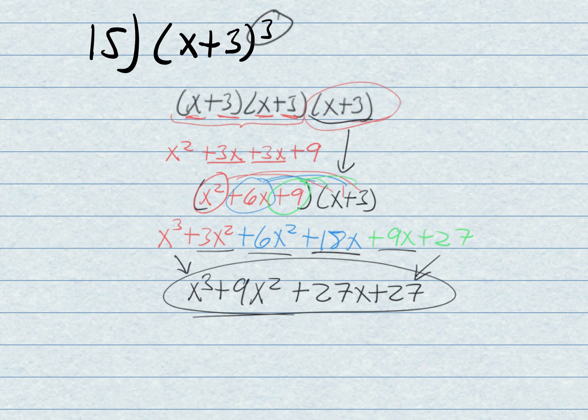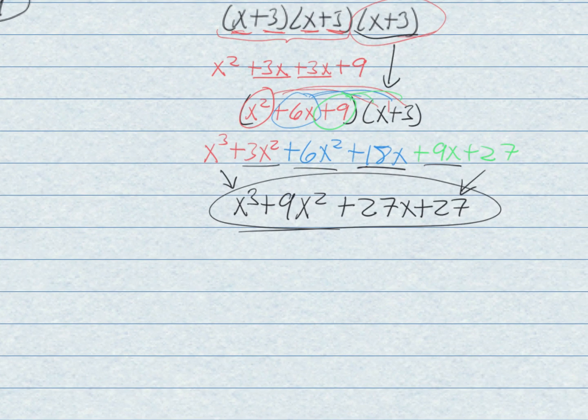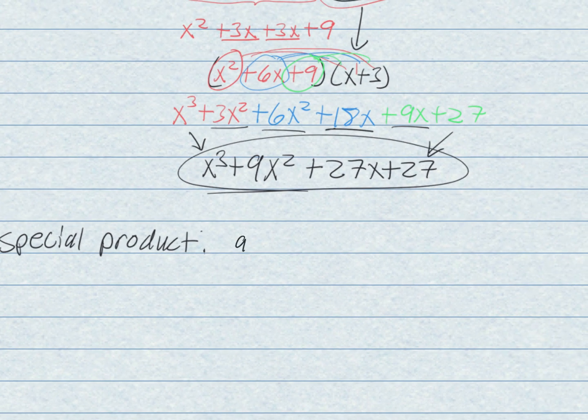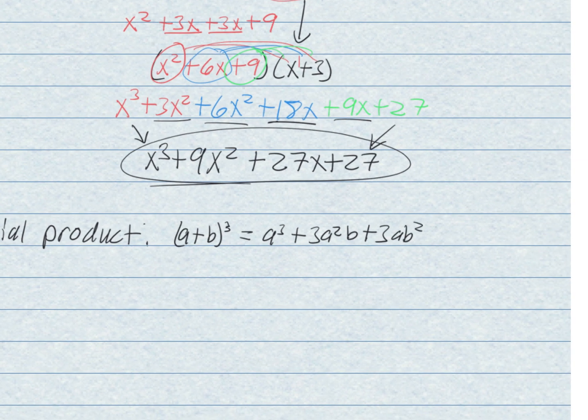Okay, good. Now the other way that you can do it is by special products. So I'm going to write special products. Our special product here, and this is in your notes: if I have (a plus b) cubed, this is the same as a cubed plus 3a squared b plus 3ab squared plus b cubed. It's always going to look something like this.